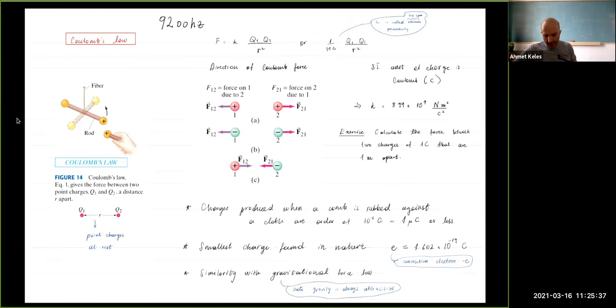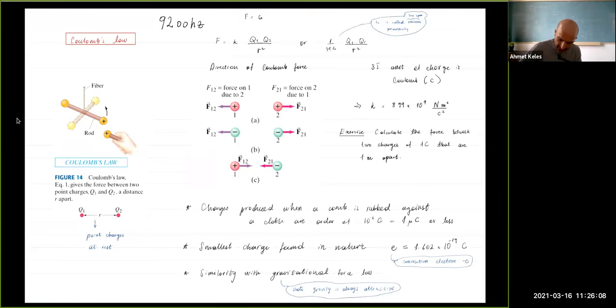After Coulomb's experiments, the form of Coulomb's law is like this, right? Force is proportional to some constant K, charges Q1, Q2, divided by the square of the distance. And gravitational force was something like this. I think there was a gravitational constant, which was also a very small number, unlike this.